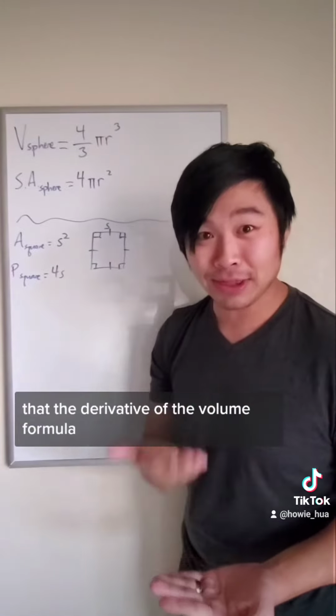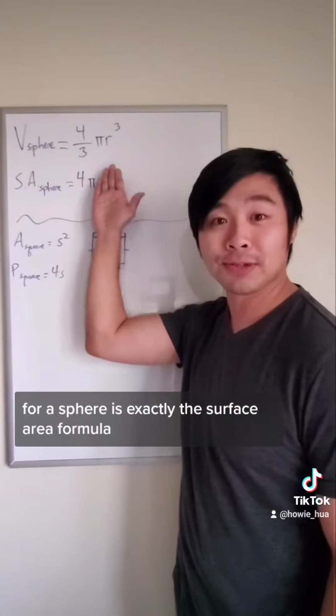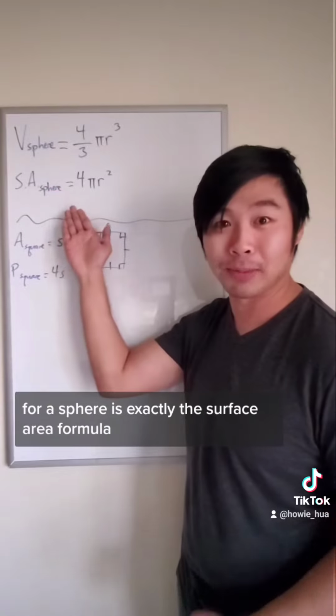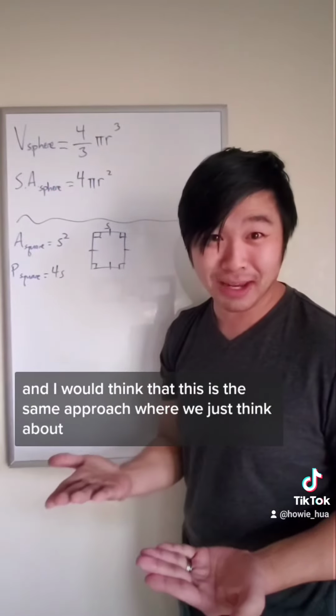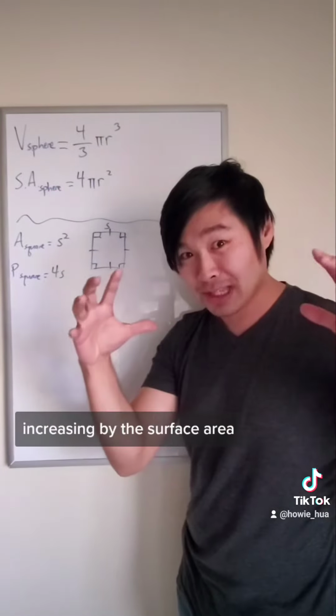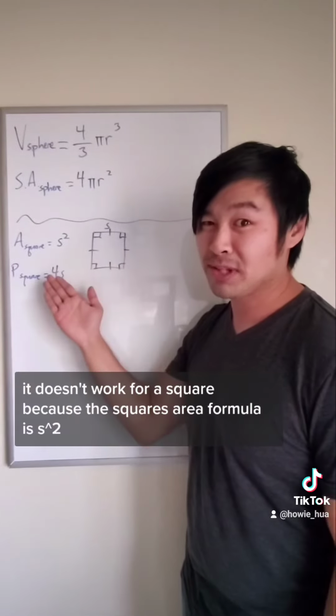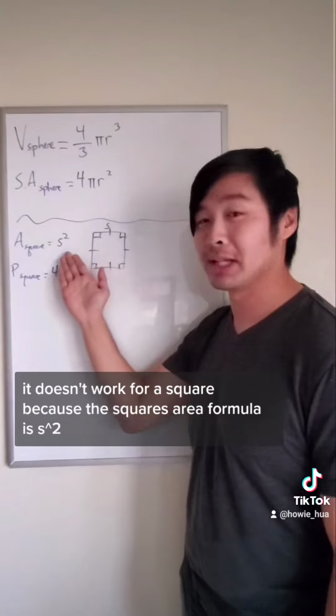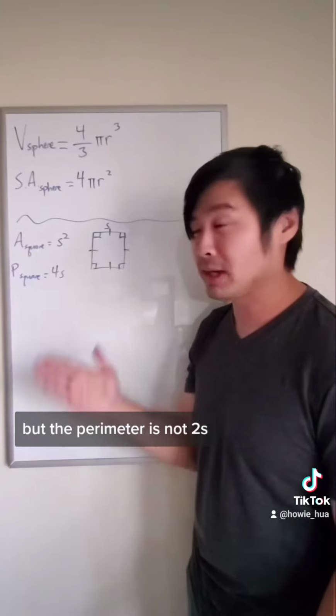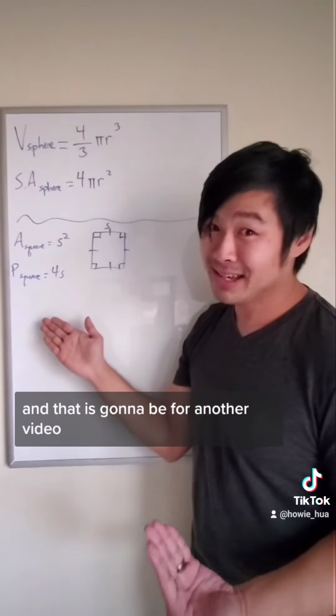You might have noticed that the derivative of the volume formula for a sphere is exactly the surface area formula. And I would think that this is the same approach where we just think about increasing by the surface area. And you might be thinking, well, it doesn't work for a square because the square's area formula is s squared, but the perimeter is not 2s. And that is going to be for another video.